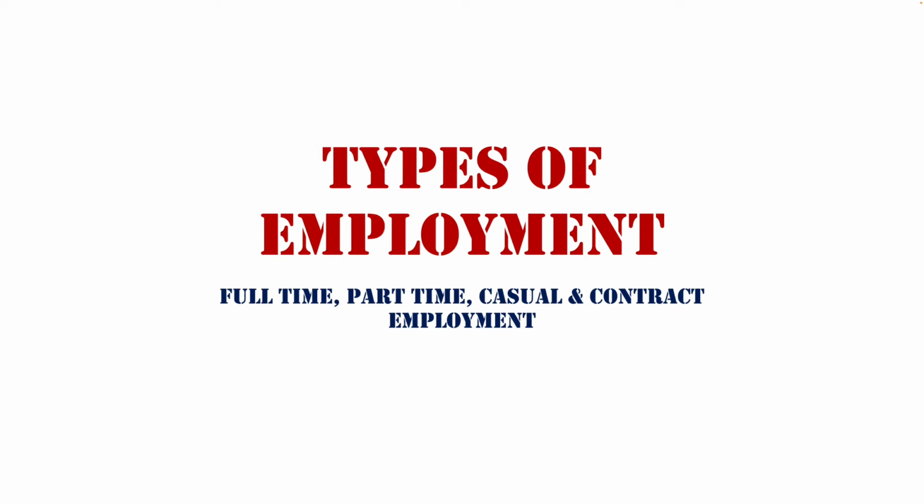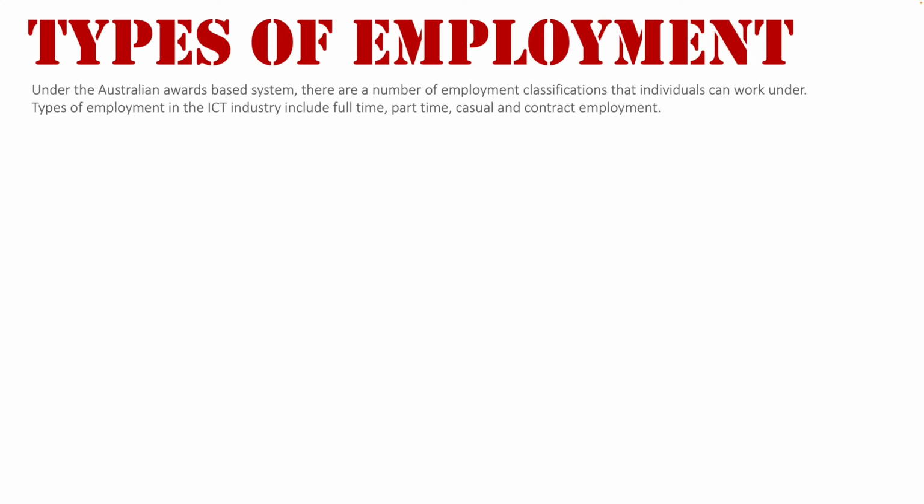Types of employment: full-time, part-time, casual, and contract employment. Under the Australian awards-based system, there are a number of employment classifications that individuals can work under. Types of employment in the ICT industry include full-time, part-time, casual, and contract employment.